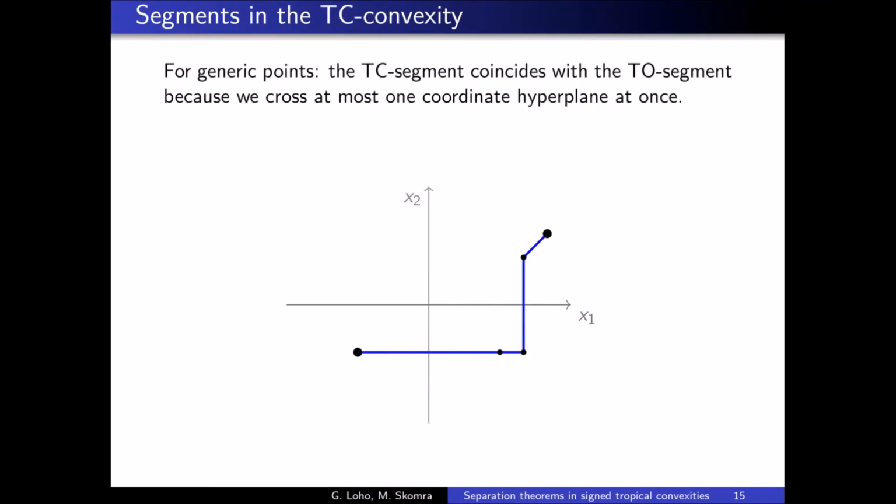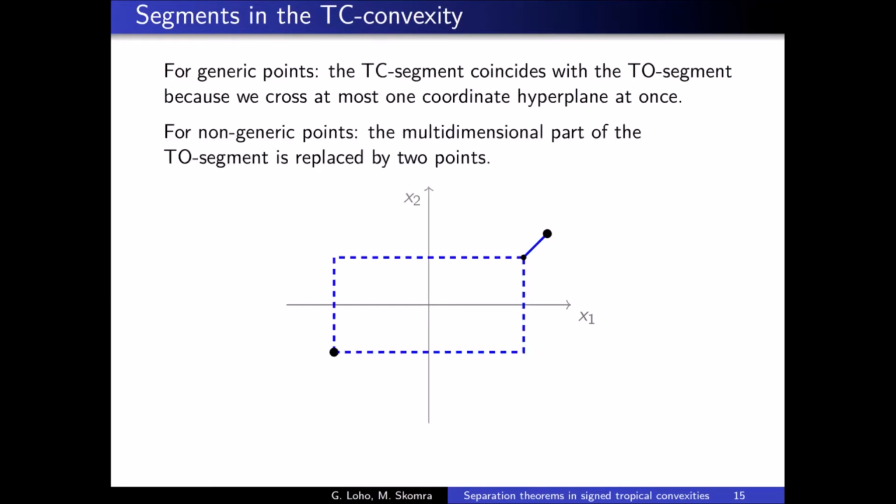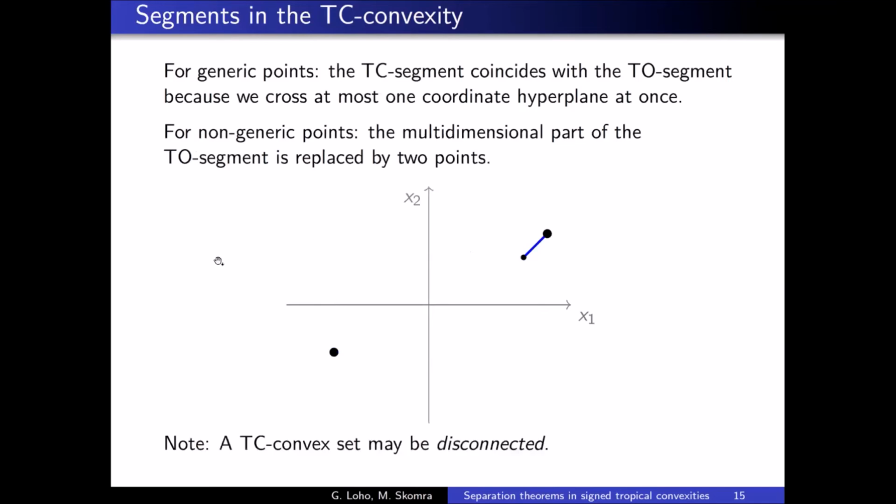What changes is in the non-generic situation. Previously we had this rectangle that was a part of our segment. Now this rectangle will not be a part of our segment, and in fact, only these two points will become a part of our segment. So in this example, this is the TC convex hull of this point and this point. As you can see, a TC convex set may be disconnected. And now you may say, okay, so this is really bad. It shouldn't be like that.